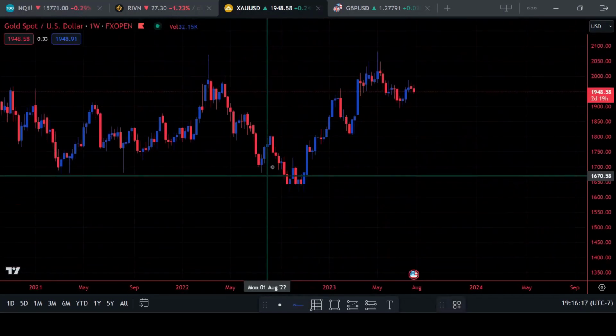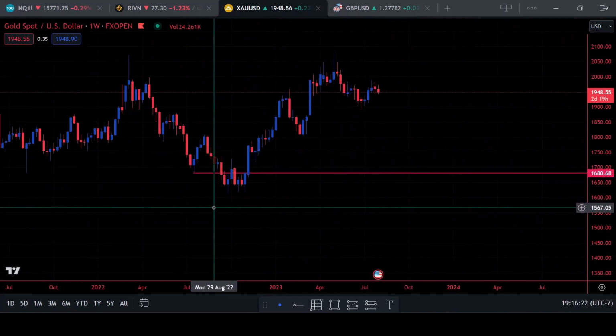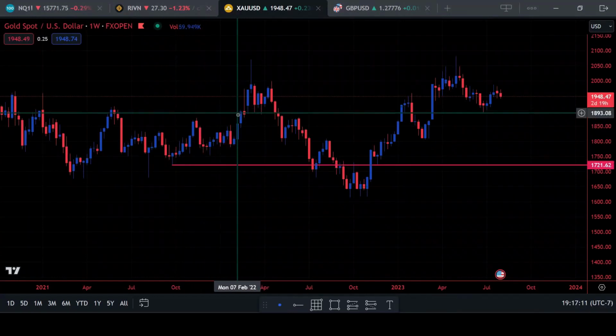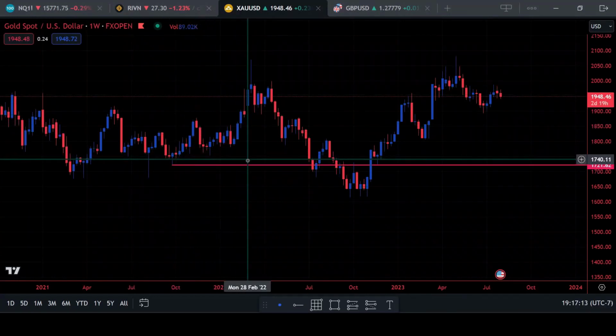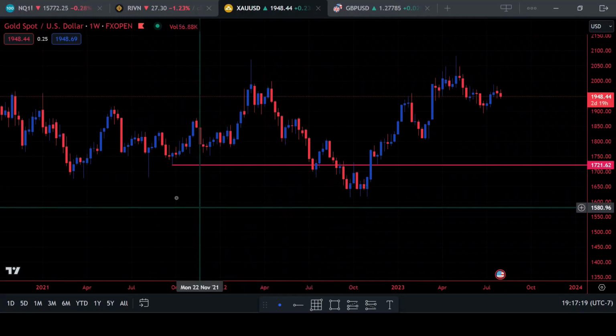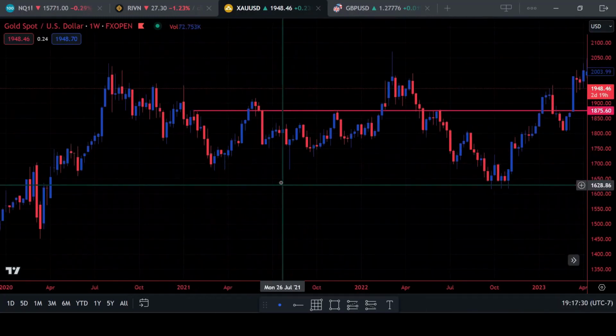Alright, guys, this is weekly liquidity here. Sweeps that liquidity, targets that, goes down to this liquidity area, goes back up, retraces up just a little bit, and then heads back down. But that's still a sweep of liquidity. Right here is a sweep of liquidity.